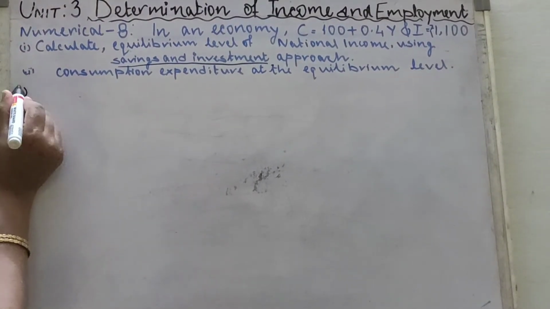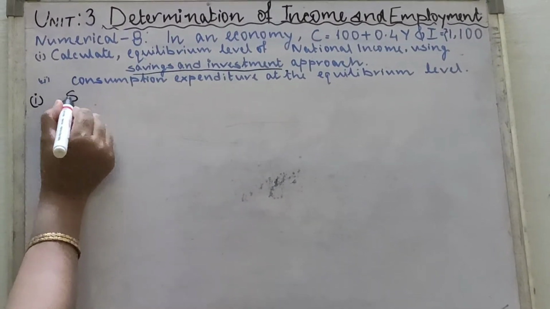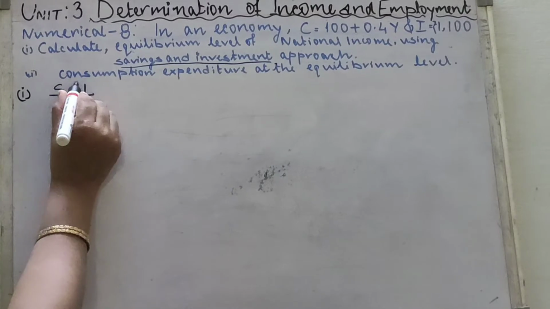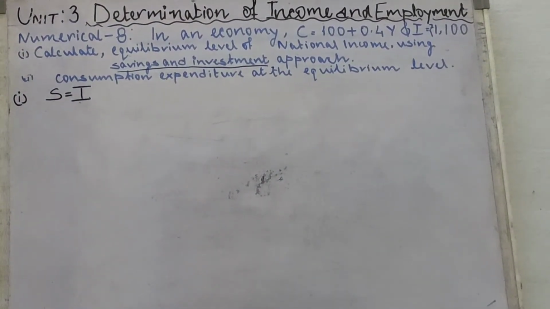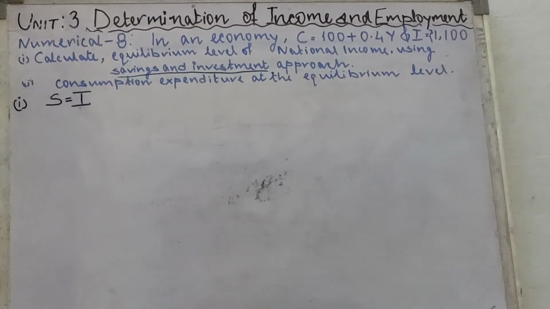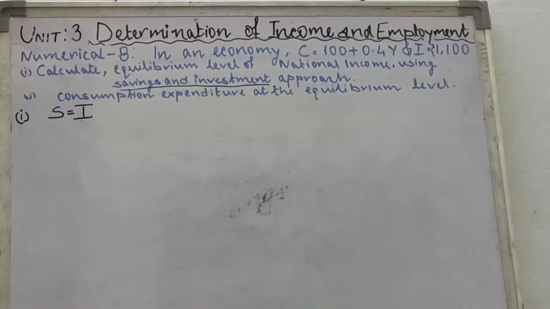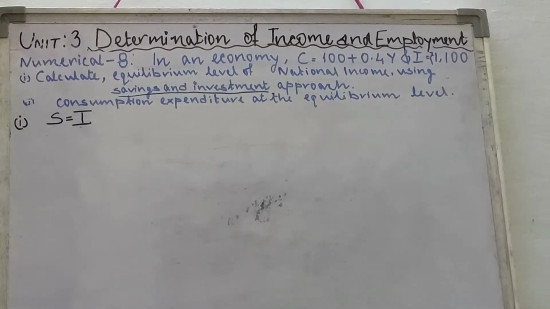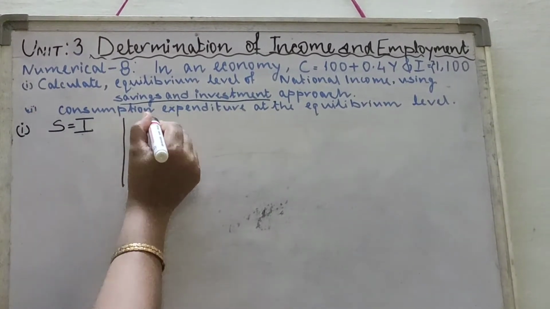यहाँ पे हमें सेविंग और इन्वेस्टमेंट अप्रोच बोला है. That is, we will find out the equilibrium level of income with the formula S is equal to I, since at the equilibrium level saving is equal to investment. लेकिन यहाँ हमें कंजम्पशन फंक्शन दिया है. So our first step is to find out the saving function with the help of the consumption function. I have already explained how we will find it out.